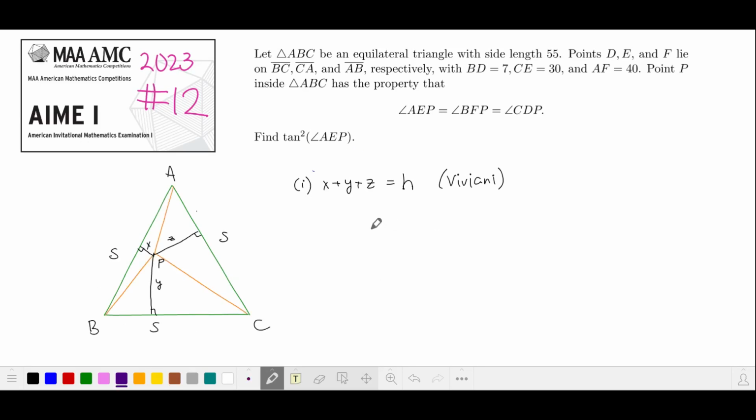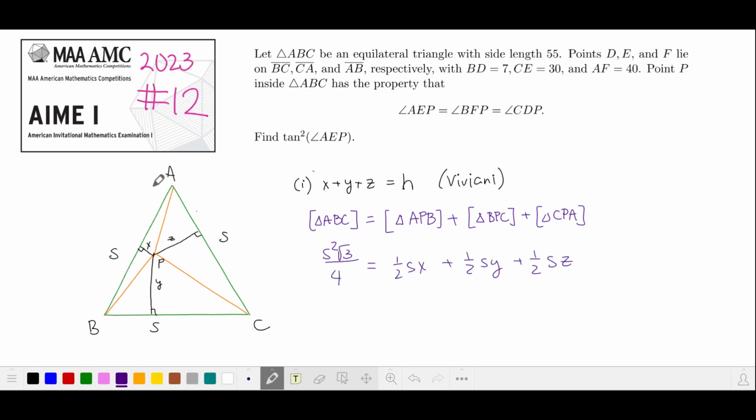We'll start with Viviani's. I've divided our equilateral triangle ABC into three triangles with these orange segments PA, PB, and PC. So the area of our triangle can be expressed as a sum of the area of these three smaller triangles. In terms of S, the area of an equilateral triangle is S squared root 3 over 4. And in terms of these three smaller triangles, we have 1/2 base times height, where the base of our three triangles are all S and the heights are x, y, and z.